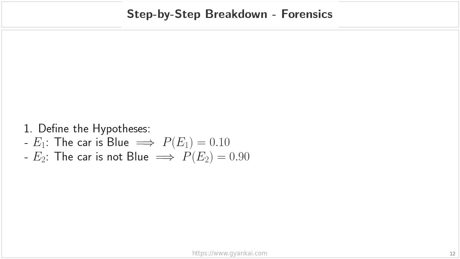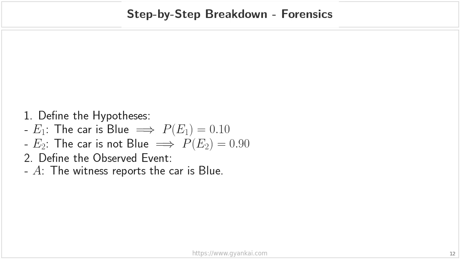Step-by-step breakdown, forensics. First, we need to define our hypotheses, which is what we call our partition. We have two mutually exclusive possibilities here. Let E1 represent the event that the car is actually blue, and based on our previous slide, the probability of E1, or the prior probability, is 0.10. Conversely, let E2 be the event that the car is not blue. Since these are the only two options, the probability of E2 is 1 minus 0.10, which gives us 0.90.